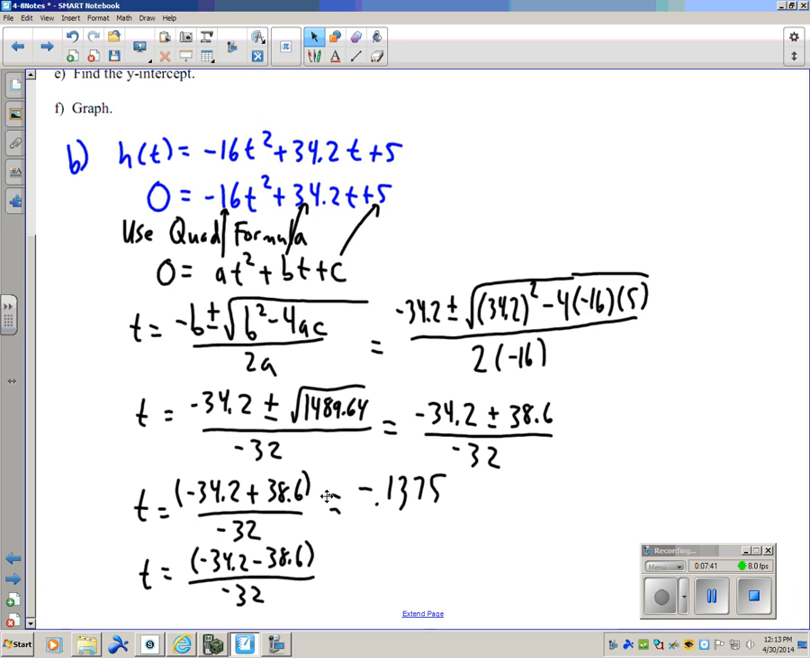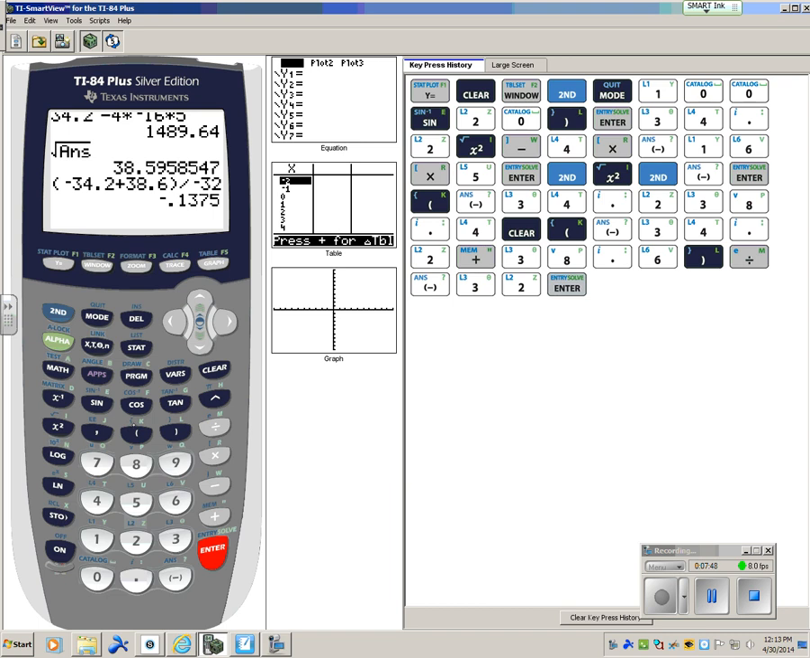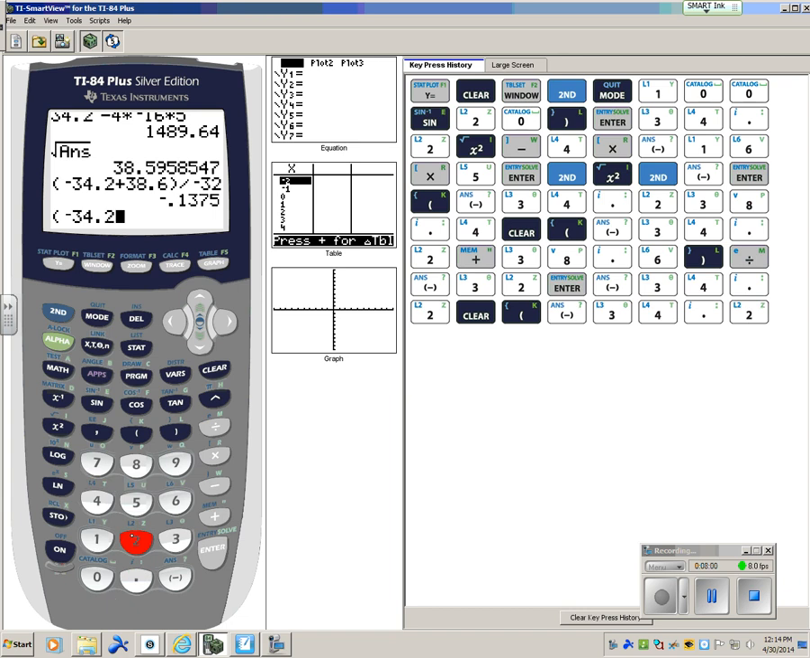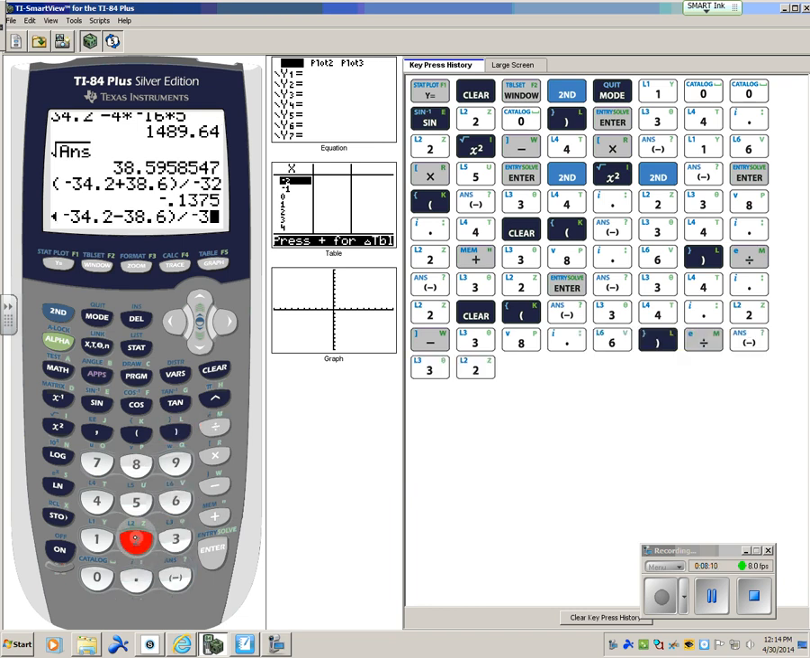So now let's come over here and do the other one as well. Let's subtract. Doing the same thing, negative 34.2, and I'm going to subtract off 38.6, divided by negative 32.